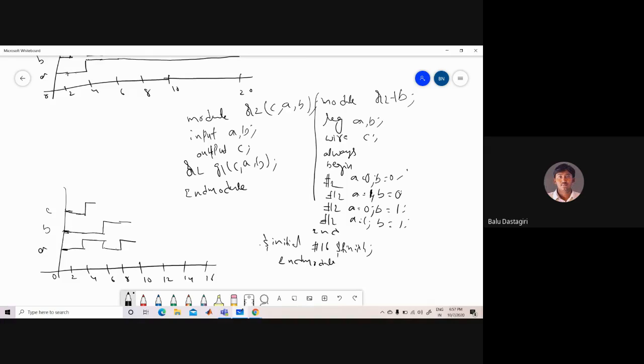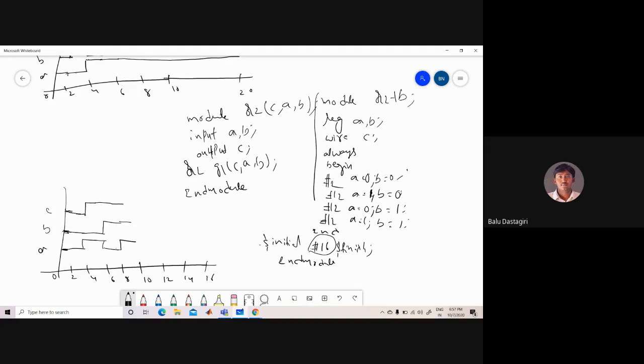And again after 6 time units, what happens? A equals 0 and B equals 1, so the output remains 1. And again at 8 time units, A equals 1 and B equals 1, the output value will be 1. But now you see here, the simulation time will end at 16 time units.